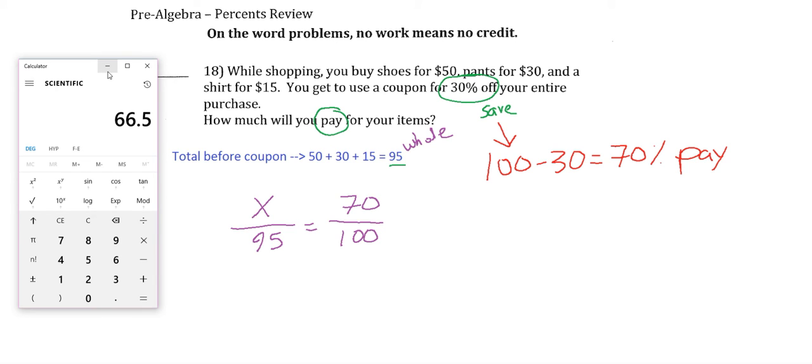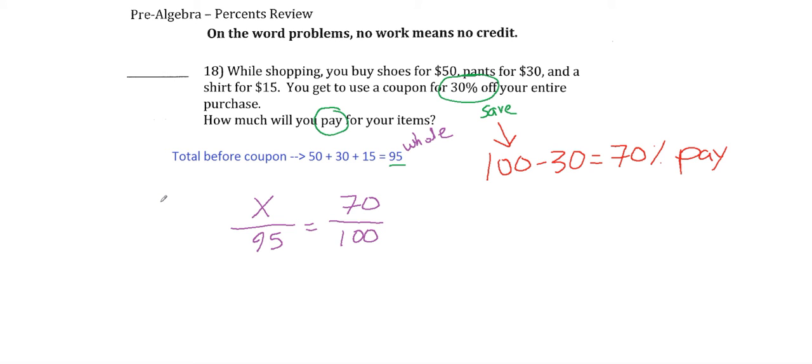So 66.5. Remember, this is money, American dollars, so we should have 2 decimal places. Even though the calculator only gave me 0.5, I know it's 50 cents, so $66.50. And if you feel comfortable with it, you can move on to the next problem. If you want further explanation, I'll do the eye graph to give you more of a visual.